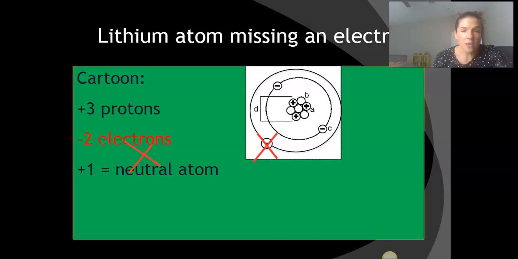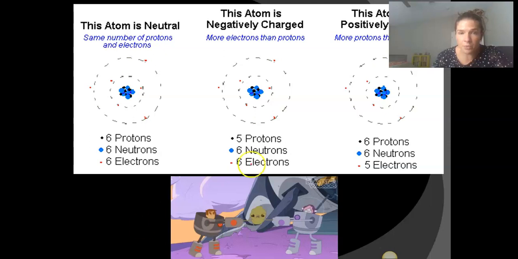All right, so here we have that lithium atom that's missing an electron. Remember this? Shots fired. All right, so when you take out this electron, now we only have 2 negatively charged electrons left, but we have 3 positive protons. That means the protons are going to win this game, and right now they're winning by 1. So overall, that atom is going to have a +1 charge. It's no longer a neutral atom. It's got a +1 charge to it.